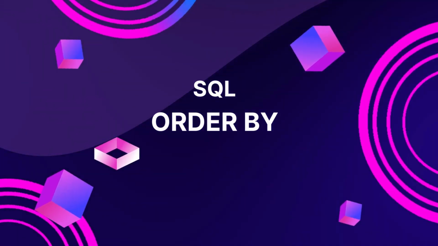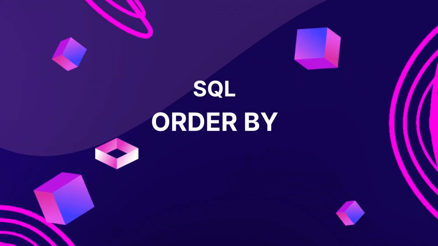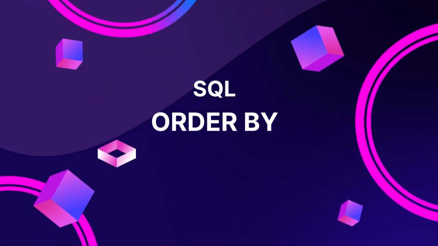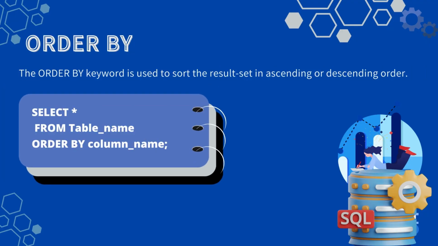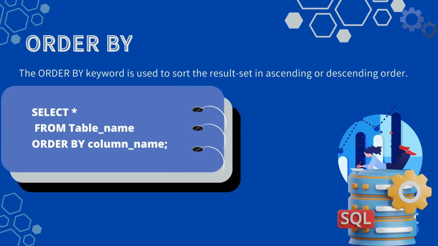In today's video we are going to discuss what is order by in SQL. Basically, order by is a keyword which is used to sort the result set in ascending or descending order. So basically we use order by for ordering our table.